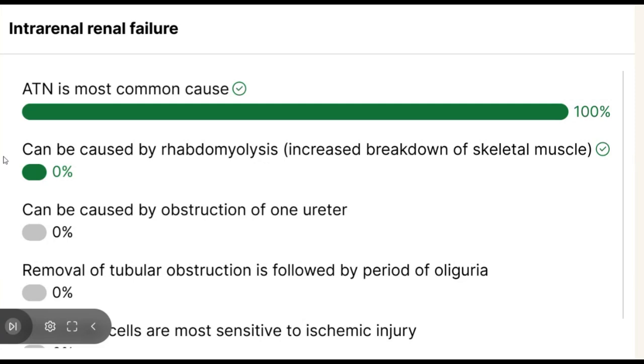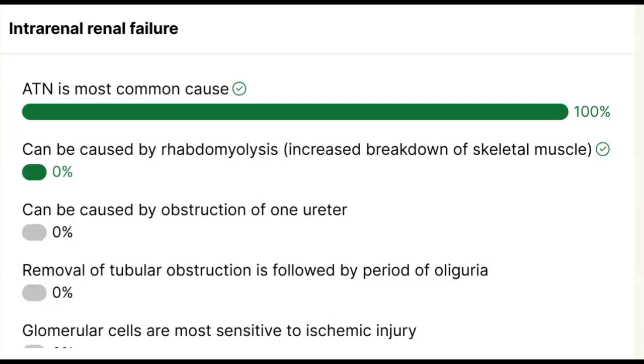So intrarenal renal failure can be caused by two things in general, either some acute glomerular dysfunction or some acute tubular dysfunction. So ATN, as mentioned before, even though its cause is prerenal, is a cause of intrarenal renal failure and is the most common cause of intrarenal renal failure.